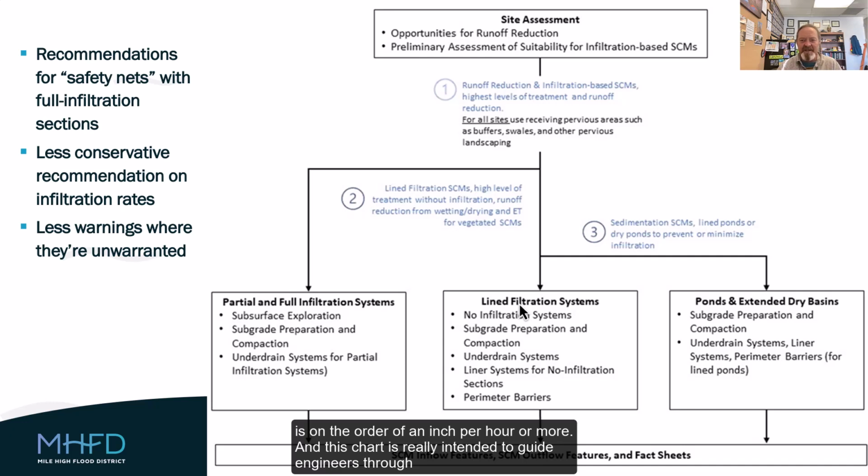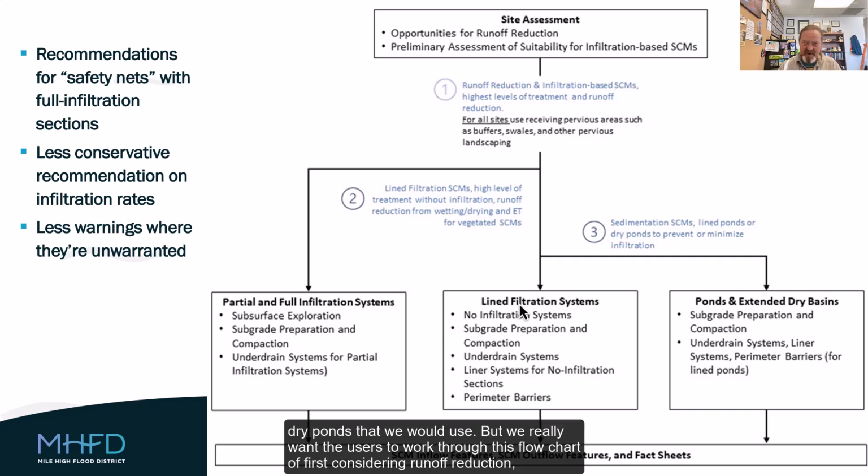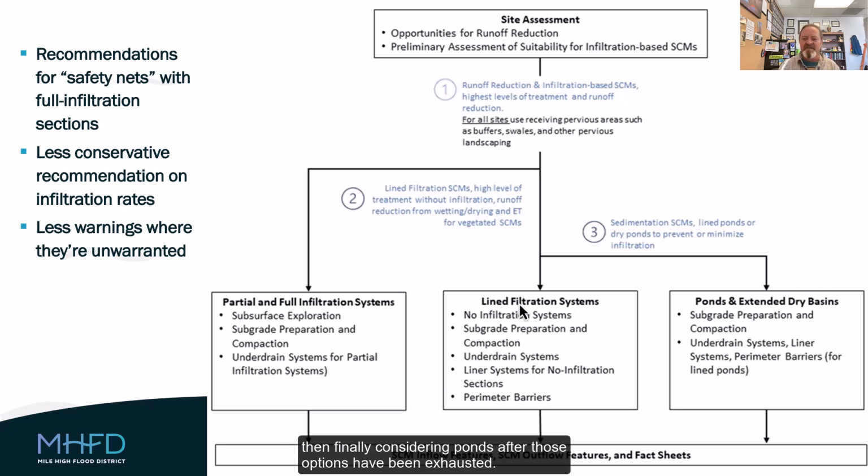And this chart is really intended to guide engineers through the site assessment and SCM design procedures with an order of preference: first looking at runoff reduction measures, then considering lined SCMs, followed by, if we can't do a full infiltration section or a partial infiltration section or a lined infiltration section, then perhaps we would consider what types of sedimentation-based SCMs like ponds or dry ponds we would use. But we really want the users to work through this flowchart of first considering runoff reduction, then considering full infiltration systems, then partial, then no infiltration, and then finally considering ponds after those options have been exhausted.